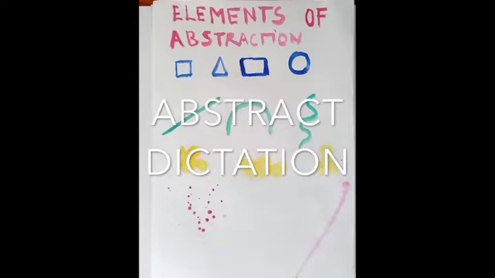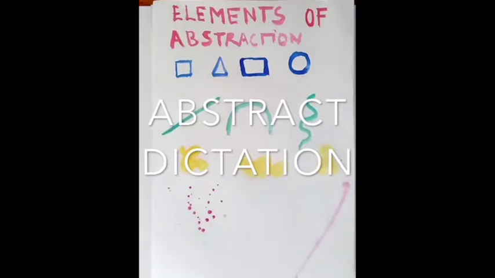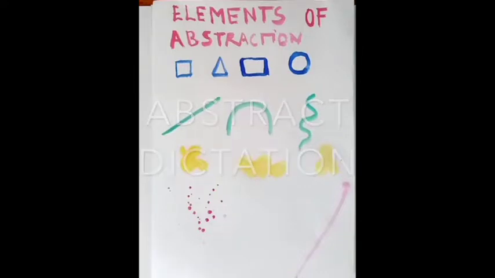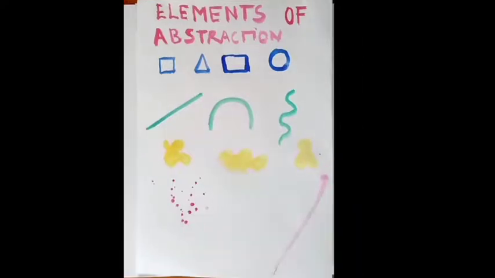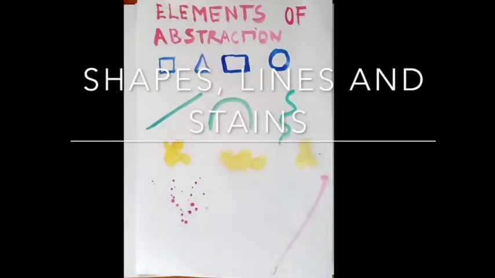So for today's art lesson, we're going to have an abstract dictation. In order to do an abstract dictation, we are going to see first what the elements of abstraction are. Remember that abstraction is something that is not related to reality. So it's all about different shapes, different lines, and stains.